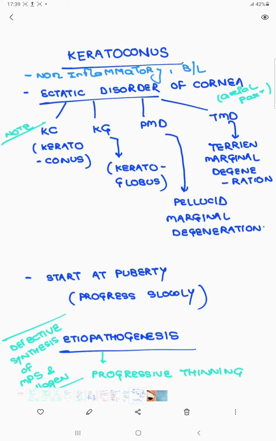It starts at puberty, then it will progress slowly. Important is that it is a non-inflammatory condition. Other ectatic disorders of cornea are keratoglobus, pellucid marginal degeneration, Terrien's marginal degeneration, and one more, that is keratoconus posterior.